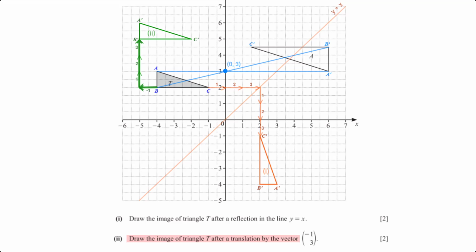On the diagram, the movement for point B has been shown. After repeating the same process for points A and C as well, we are able to map out the translated image of triangle T.